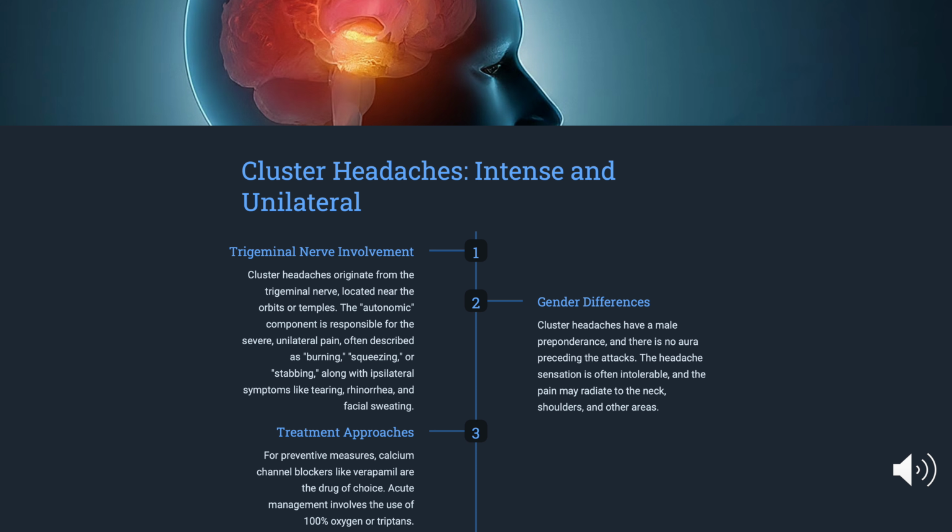For preventive measures, calcium channel blockers like verapamil are considered the drug of choice. In acute management, options include the administration of 100% oxygen or triptans. However, it's crucial to note that if the patient has a history of ischemic heart disease, hyperbaric oxygen should be prioritized over triptans to mitigate potential risks.